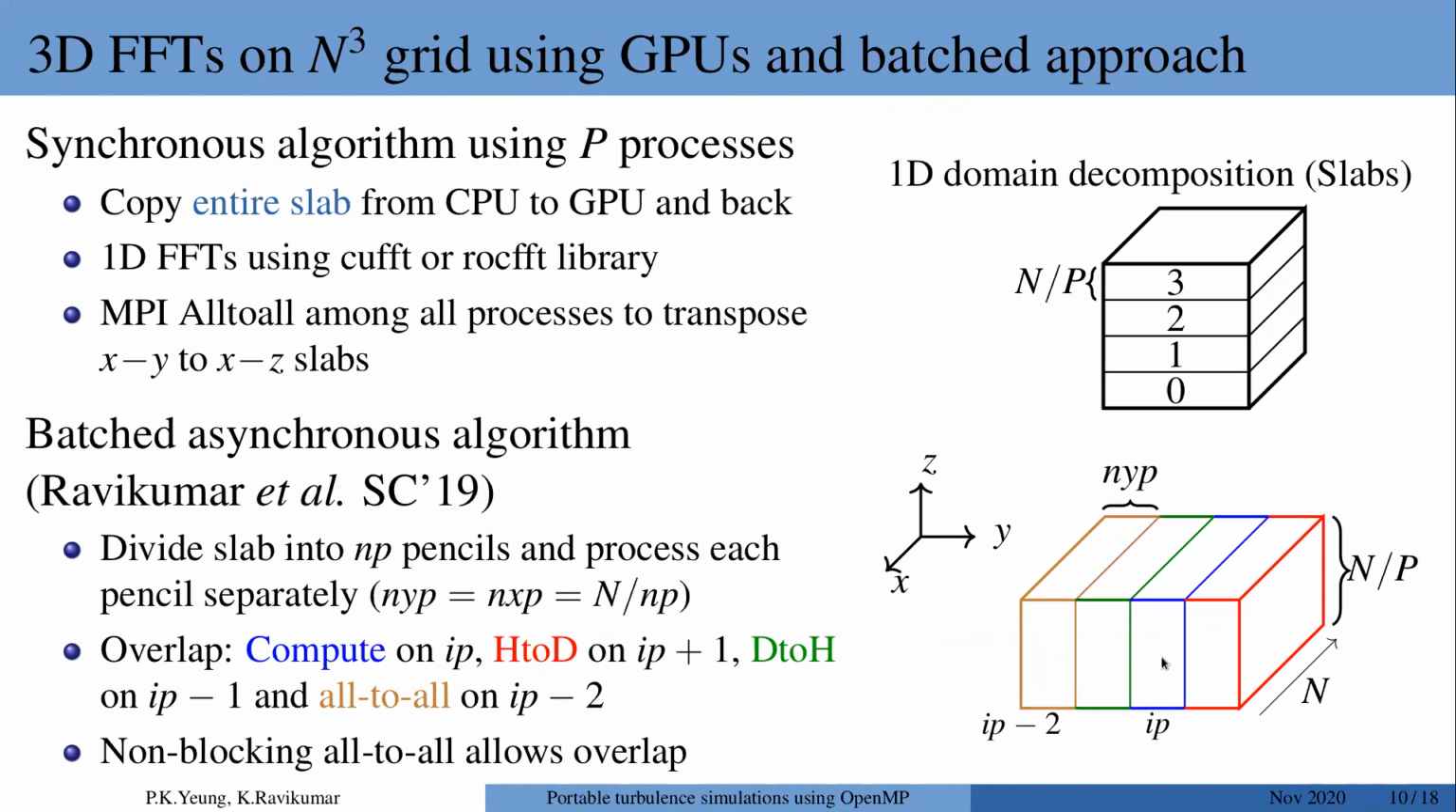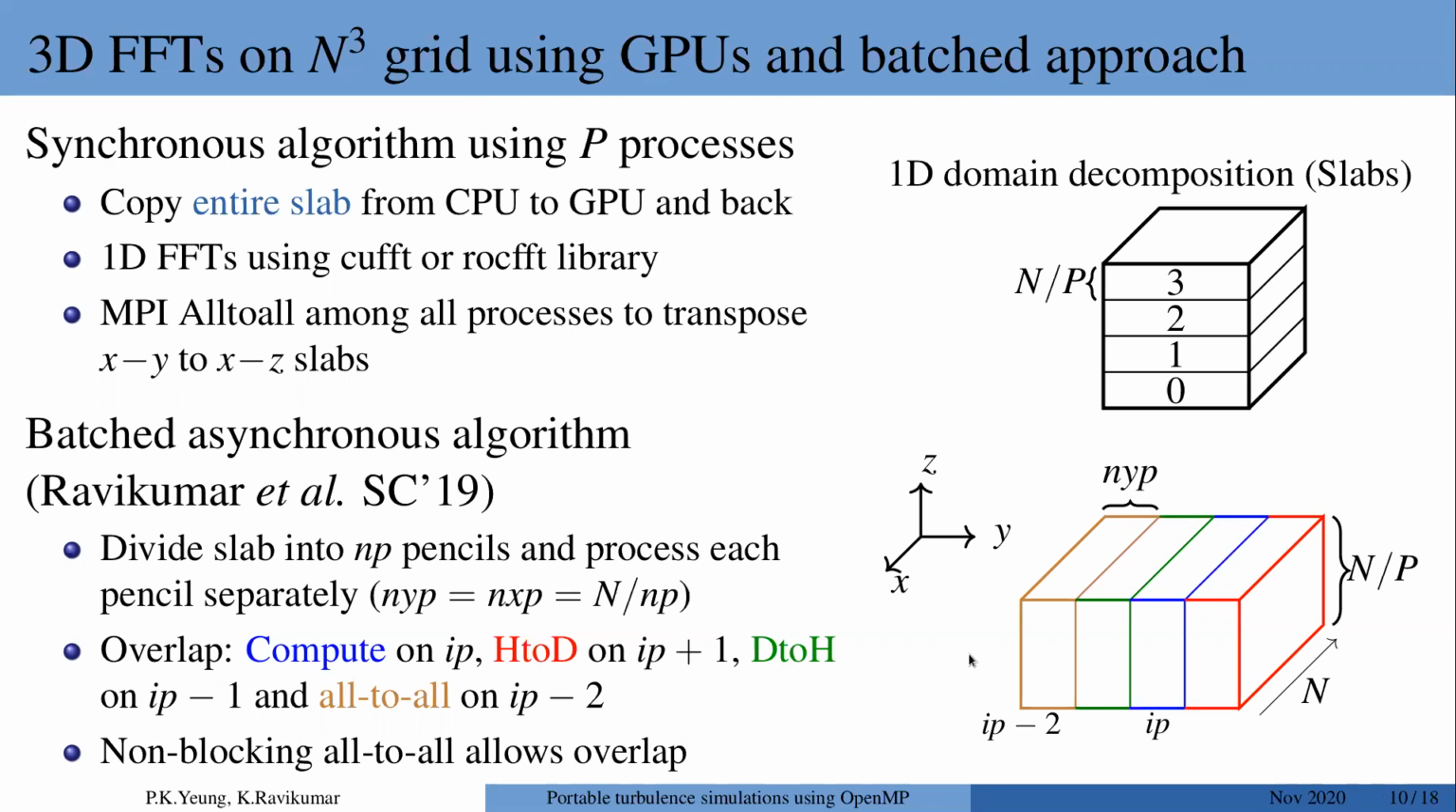For example, in this example shown here on the right, when we are computing on the blue pencil, we could be performing a device to host transfer on the green pencil, and also a host to device transfer on the red pencil, while also doing an all-to-all transpose on the brown pencil, which is achieved by using a non-blocking all-to-all call. So this way we can overlap the MPI, data transfers, and the computations on the GPUs. This code was implemented in CUDA Fortran and presented at the 2019 Supercomputing Conference.